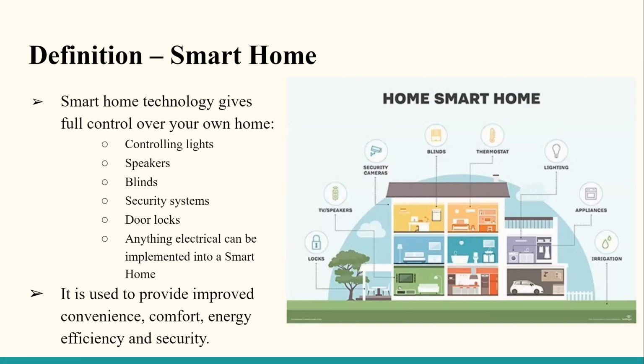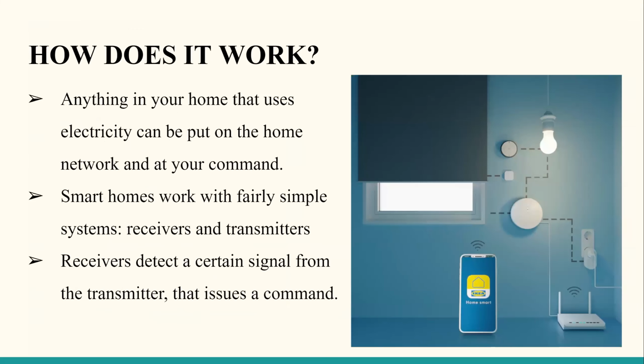So what is a smart home? A smart home gives you ultimate control over your home by automating the lighting system, dimming blinds, electrical appliances, and anything that can be integrated into your house. Smart homes are used to provide improved convenience, comfort, energy efficiency, and security.